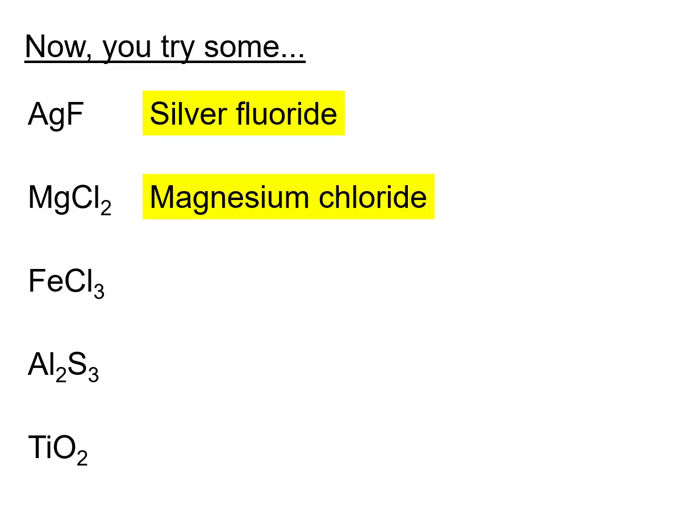All right, so now let's try some. So the first one we see is silver. Remember, silver is always going to be plus 1, so we don't have to worry about figuring it out. So that would just be silver fluoride. And then we have MgCl2. Magnesium is not a transition metal, so then that would be magnesium chloride.